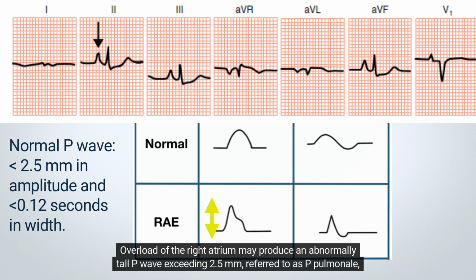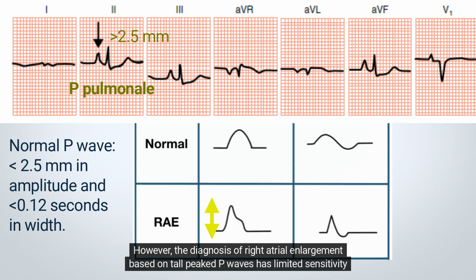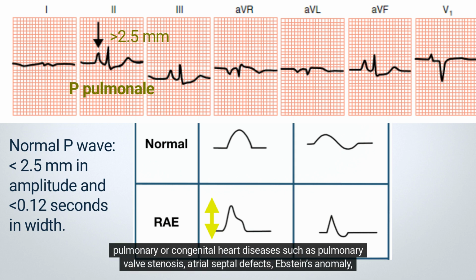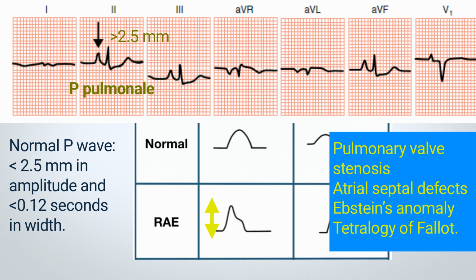Overload of the right atrium may produce an abnormally tall P-wave exceeding 2.5 mm, referred to as P-pulmonale, which is usually seen in leads 2, 3, aVF, and sometimes V1. However, the diagnosis of right atrial enlargement based on tall peaked P-waves has limited sensitivity and specificity. Right atrial abnormality is usually associated with right ventricular enlargement and may be caused by pulmonary or congenital heart diseases such as pulmonary valve stenosis, atrial septal defects, Ebstein's anomaly, and tetralogy of Fallot.